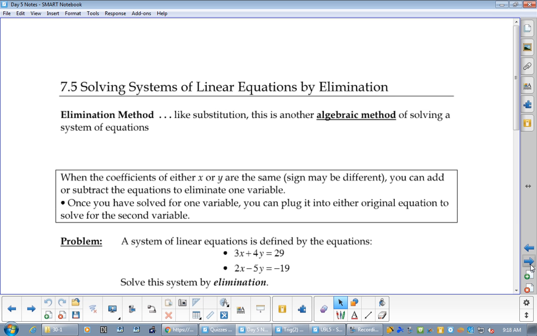Now, the elimination method, again, mathematicians are not that creative. Substitution, you remember, you substitute. Elimination, we're going to get rid of something, okay? And by getting rid of something, it makes our life easier. But we have to know how to do that, okay?